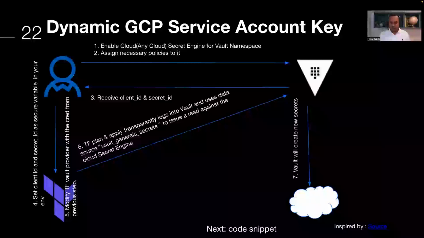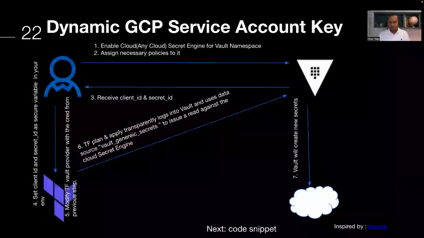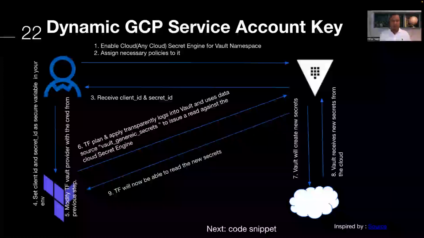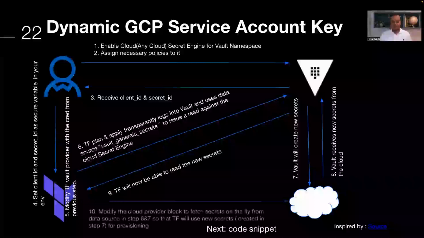So Vault has a permission which is provisioned by Terraform, and then Vault will create a new secret within the cloud environment. After that, of course, Vault will read the secret, receive it, and save it within the HashiCorp environment. So this is basically the thing: creating the secret within the cloud environment and getting back to HashiCorp Vault to save it. So it has become independent from the cloud itself. Now Terraform will be able to read the secret from HashiCorp to use it further.